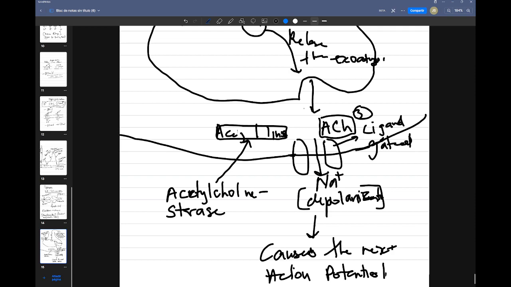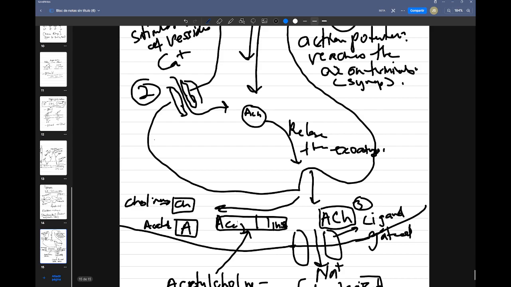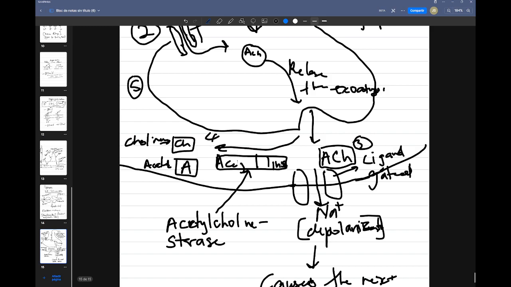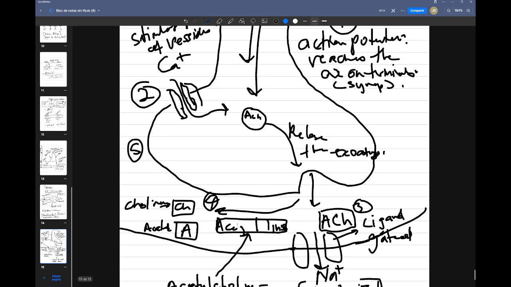And it causes the breakdown of acetylcholine back into acetate and choline. The A is the acetate, and the CH is the choline. That's why it's acetylcholine. Right? So what's gonna happen here at step 5 now, well, this is step 4.